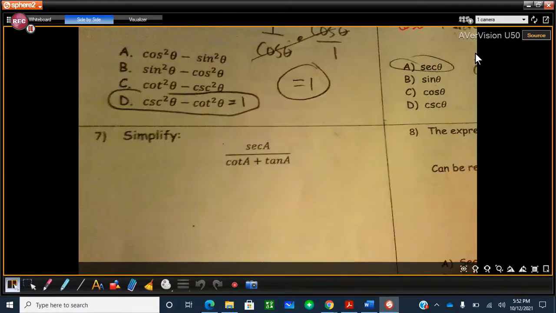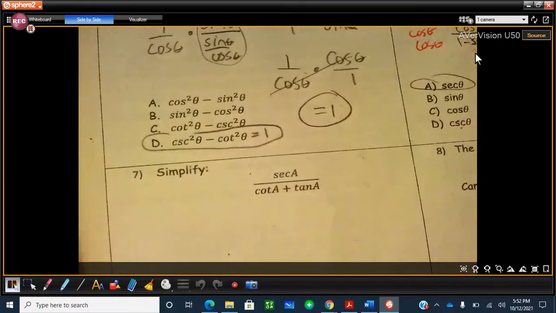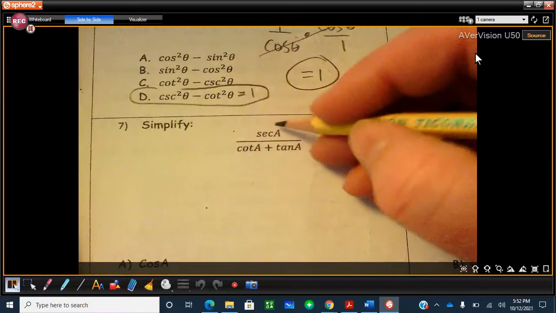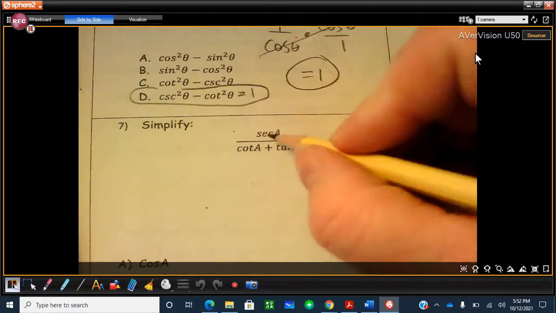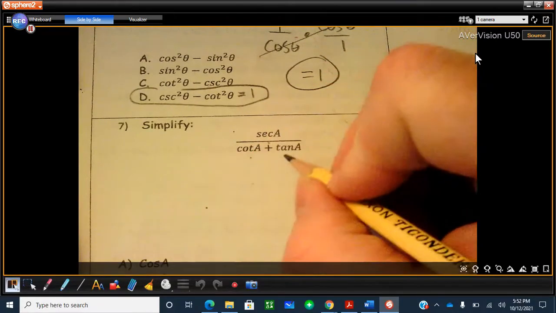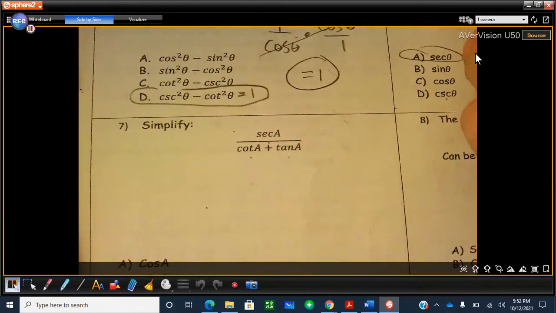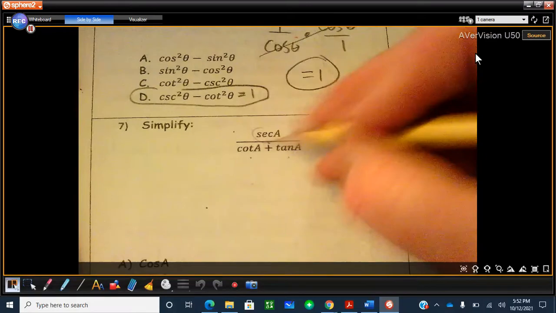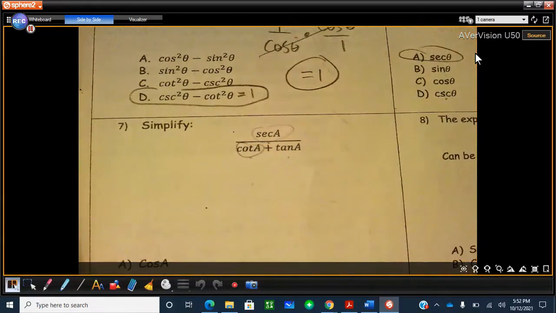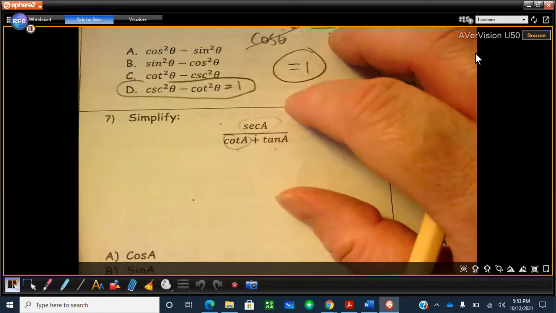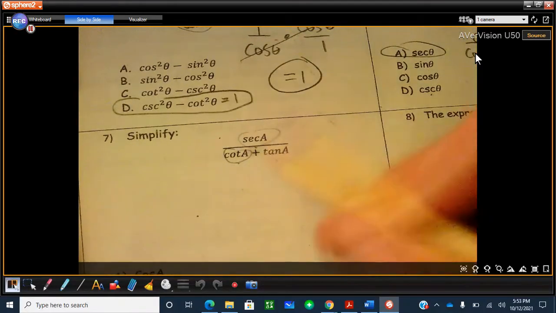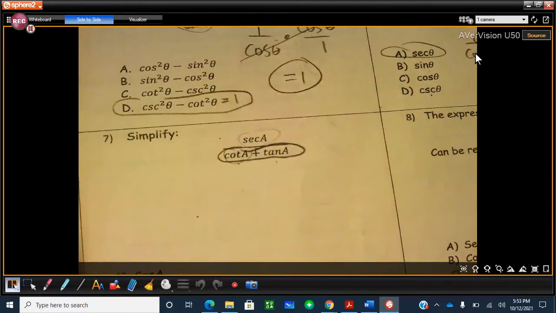Alright, number 7. Again, whew, this one was a beast. If you plug this into Desmos, just use 20, and you could type secant, cotangent, and tangent. But if you do not have Desmos and you have a TI calculator, you're not going to be able to type in secant or cotangent. So let's do it the longer way. Let's look at this bottom piece right here.